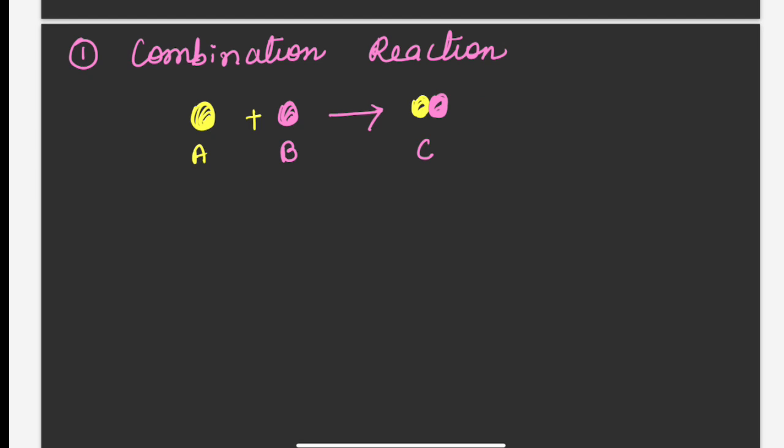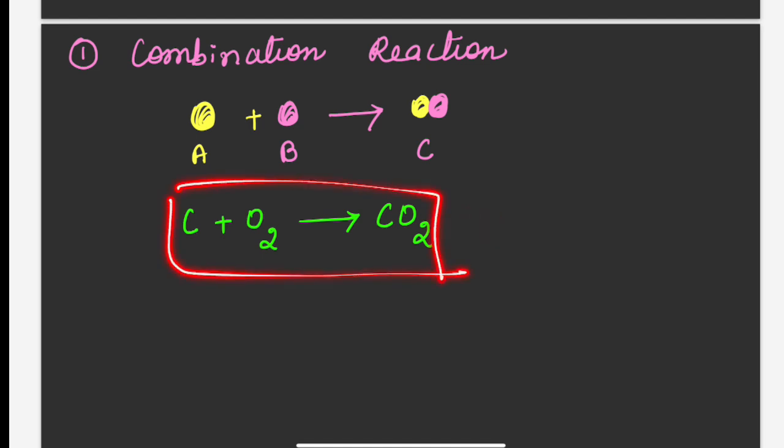Let us take one example to understand this. If you take carbon reacting with oxygen, it forms carbon dioxide. You can see here how many reactants are there: we have 2 reactants. And how many products are formed here? There is only one product formed. Such a type of reaction we call combination reaction.